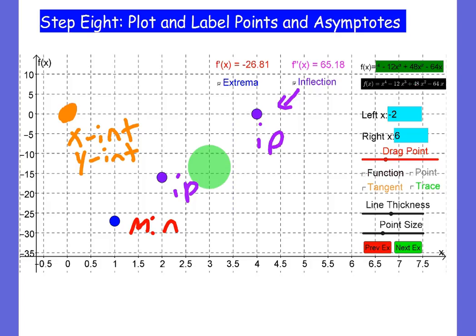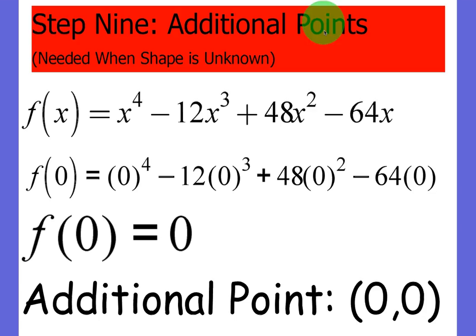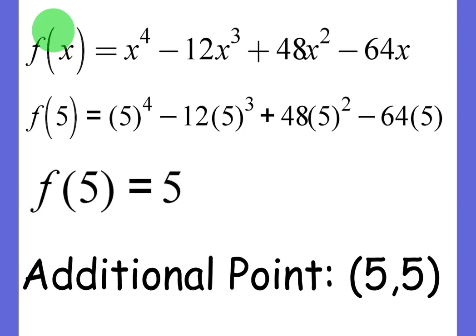Now the next step, for step 9, we're going to plot additional points. Well, 0, 0 is not an additional point. I'm not sure why I did that. I guess if you do need additional points and you haven't found one at 0 yet, that's a good place to start. But since we already figured it out for the y-intercept, again, I'm not sure why I did that. But I do know why I did 5.